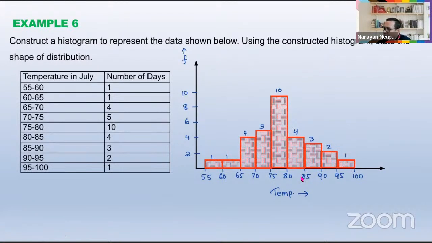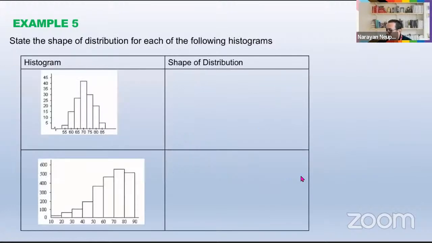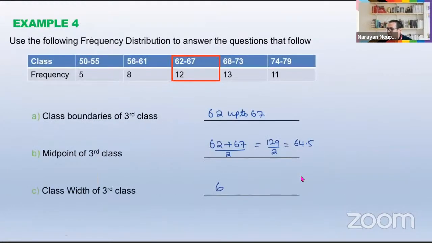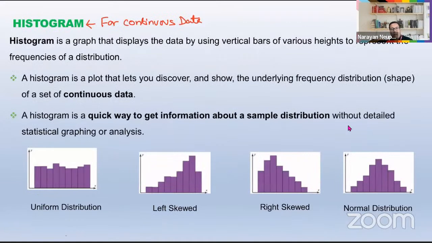Now, in the same question over here, you can see we are asked to state the shape of the distribution. Do you see that? We are asked to state the shape of the distribution. I'm going to come back later on and answer this question. Let me go back to the previous slide now. We were talking here. So this is about the continuous data. We have several examples of the histogram here. And if you look at this, we'll be able to understand the shape.